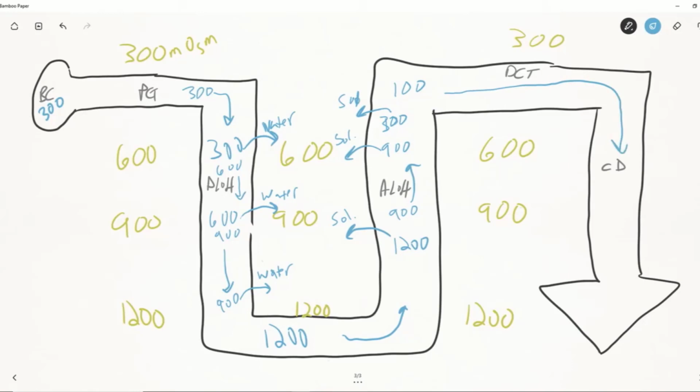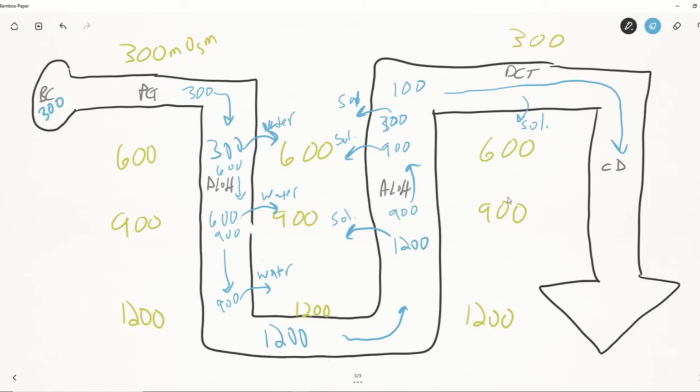But let's see what happens when we need to reabsorb even more water. Let's see what happens when aldosterone and ADH are present. Well, aldosterone tells the DCT to reabsorb more sodium, solutes. So what happens when we reabsorb more solutes? It increases this osmolarity of the interstitium. What happens if we increase the osmolarity of the interstitium? More water will get reabsorbed.